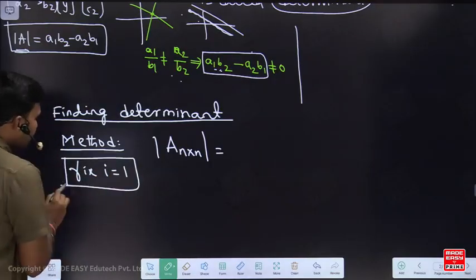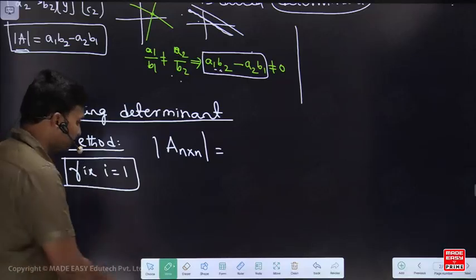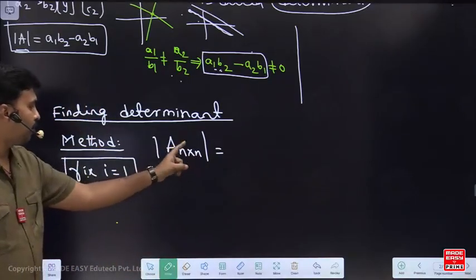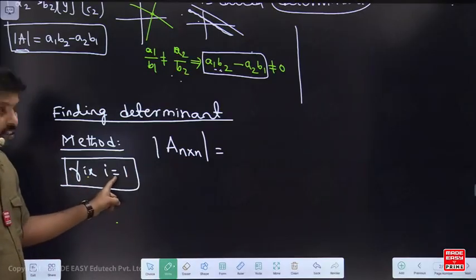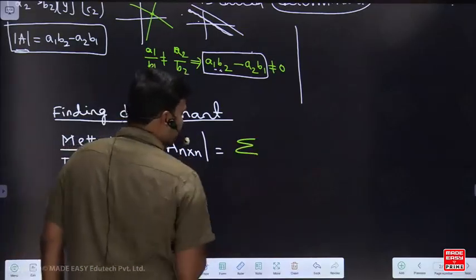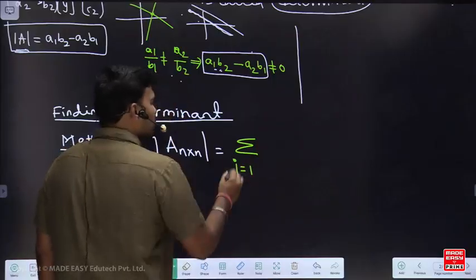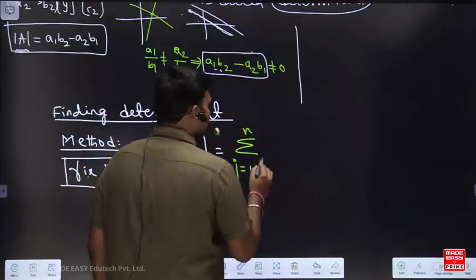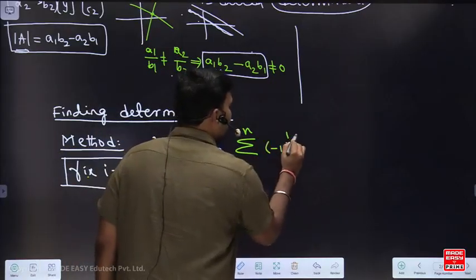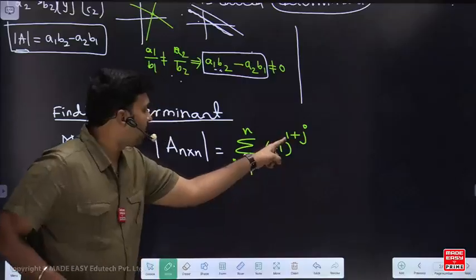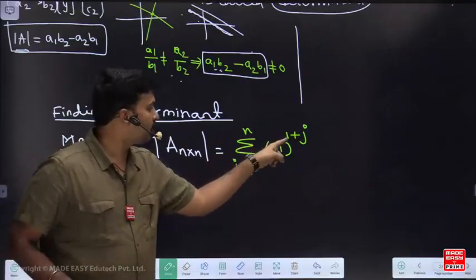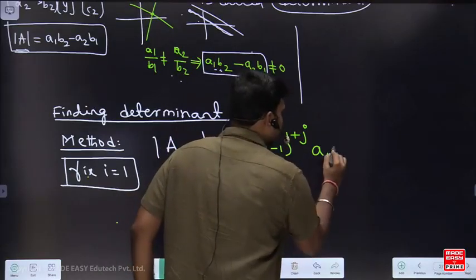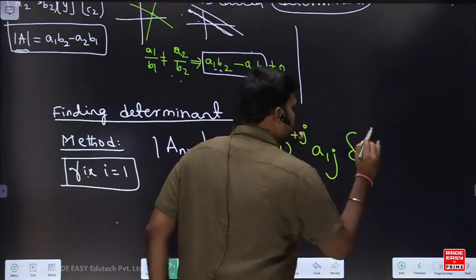So I fixed the first row. So the determinant of this matrix is given by fixing the first row as summation j is equal to 1 to n, where j stands for column, 1 to n, and (-1) to the power of 1 plus j. Because I already fixed i is equal to 1, it is 1j here, right? Then into a1j into delta 1j here.